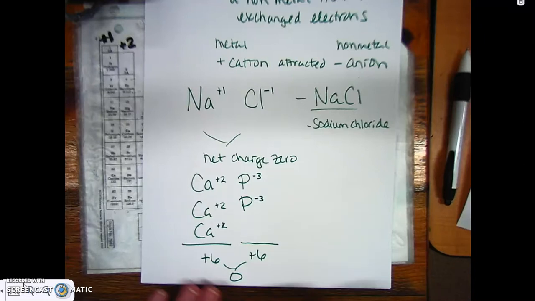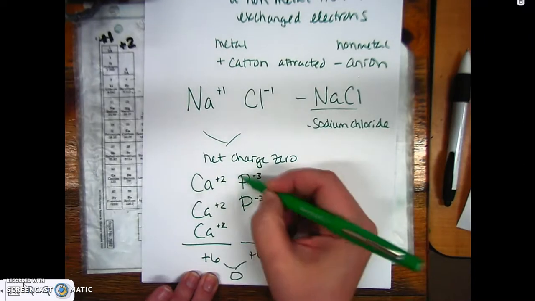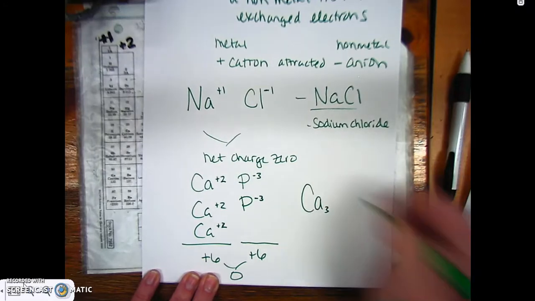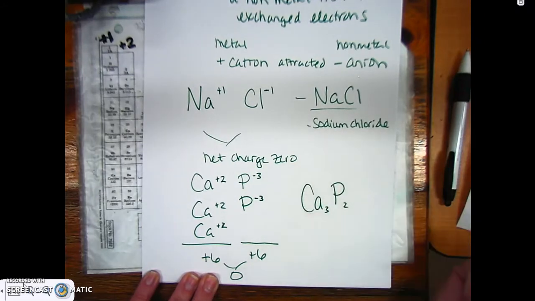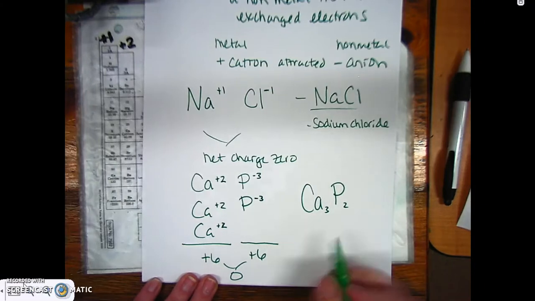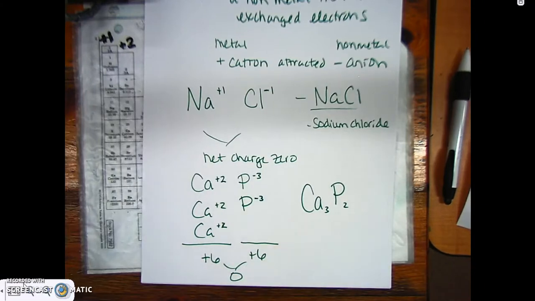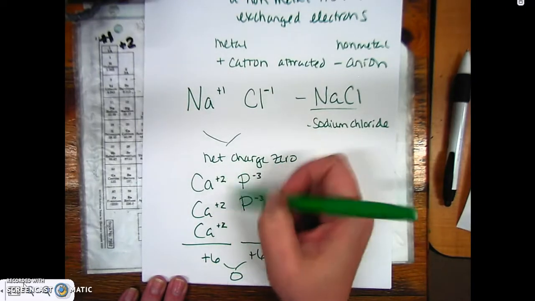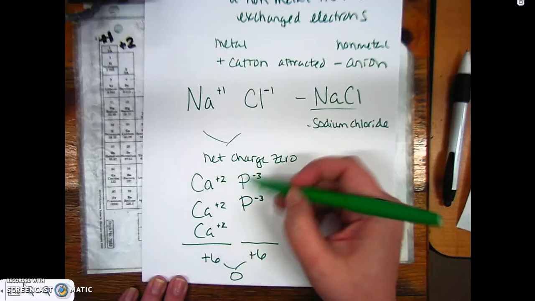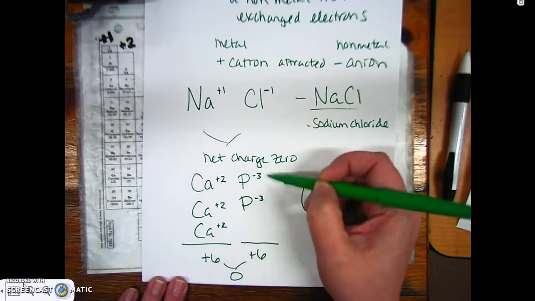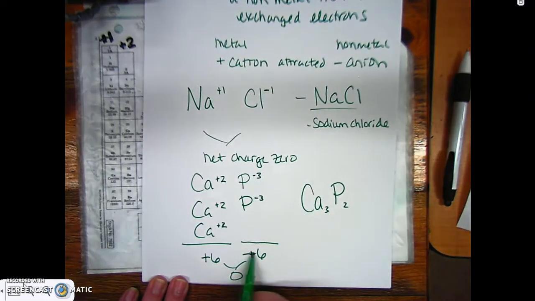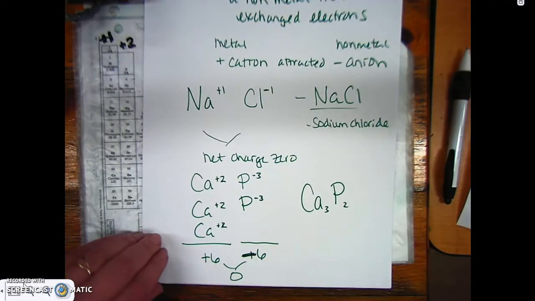If we write the formula for that, it's 3 calciums, 2 phosphides. So we write it like that: calcium, there's 3 of them, phosphides, there's 2 of them. Again, we'll come back to that later, but I just wanted you to see that sometimes the ratio isn't even. These 3 calciums would be giving up 6 total electrons, so they would need 2 phosphoruses to gain the 6 total negative electrons so that we could balance out. Oops, sorry, this should be -6.